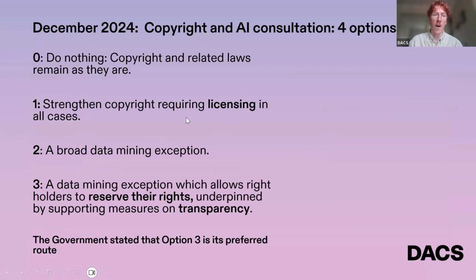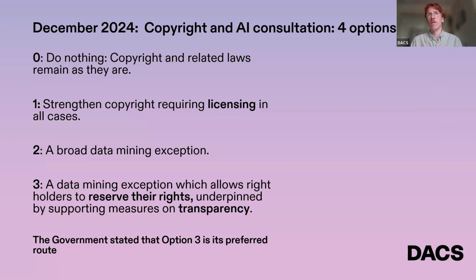Just to give a very brief overview of the options which were proposed at the end of last year. First one, do nothing. Obviously we know that these things are happening, and there's also very little recourse for artists to address this. So option 0, not really an option. Option 1, strengthen copyright requiring licensing. Obviously for licensing sectors like visual arts, that is what we would want to see.